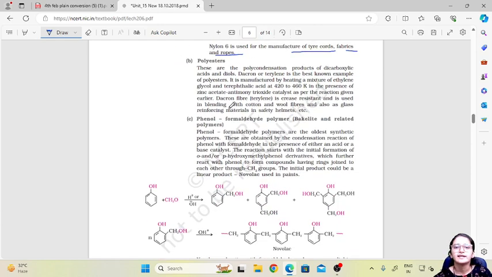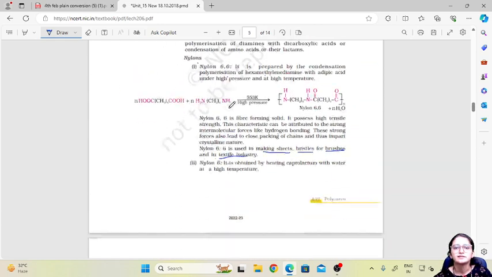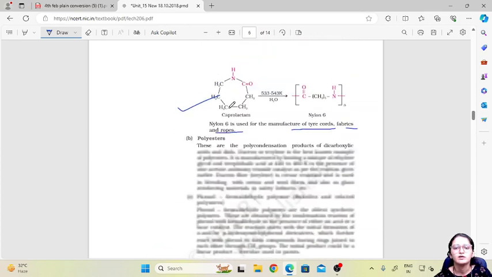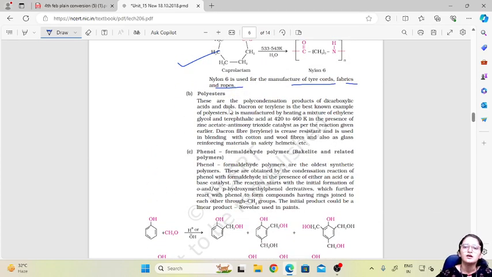Then we have the second type of condensation polymers. Under polyamides we had the first type, and the second type is polyesters. So polyesters are the polycondensation products of dicarboxylic acids. The best example here is Dacron or terylene, and it is manufactured by heating a mixture of ethylene glycol and terephthalic acid at 420 to 460 Kelvin in the presence of zinc acetate and antimony trioxide. Then it is crease resistant and used in blending with cotton and wool fibers, and also as a glass reinforcing material in safety helmets. So this is the use of polyester, that is terylene or Dacron.